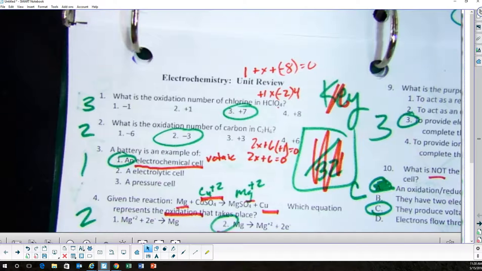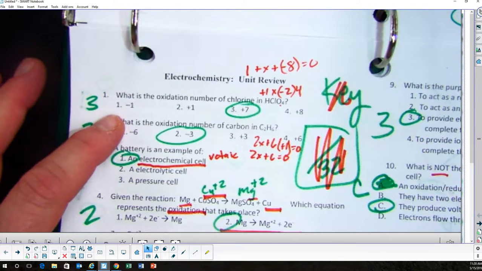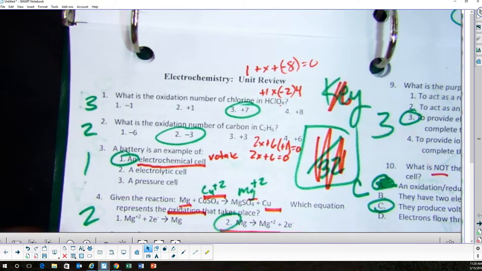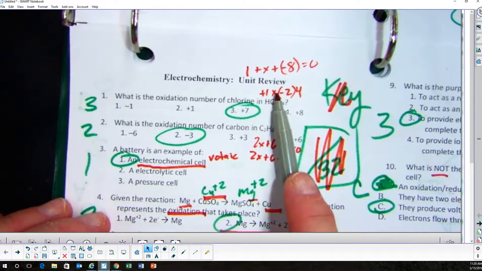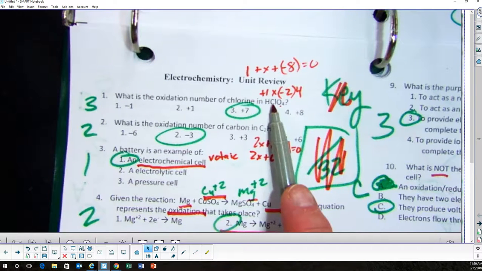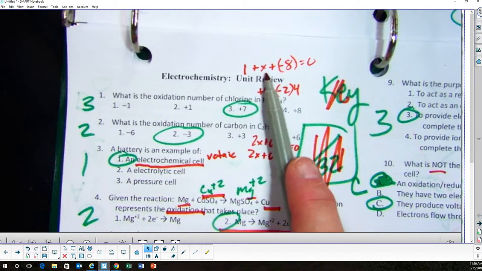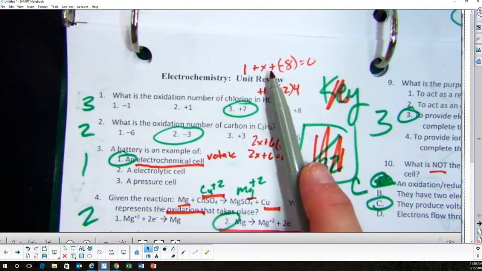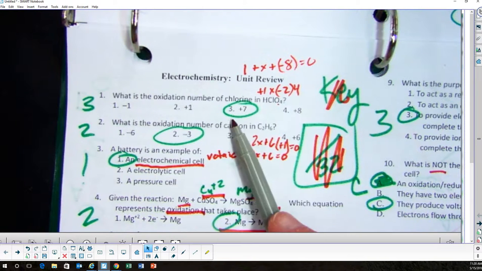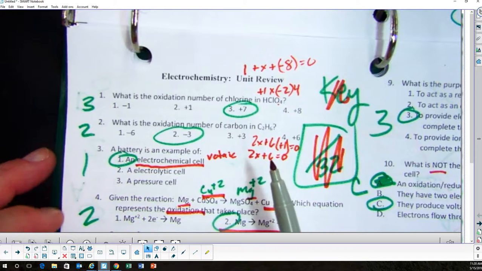Okay, so first of all, number one here, what is the oxidation number of chlorine? In order to get the oxidation of chlorine, you have to realize that hydrogen is a +1, that chlorine has many different charges, and we don't know what it is, and that oxygen is a -2, and we have 4 of them. So we end up solving for this equation here, and that gives us x minus 7 equals 0, so x is +7. So that is the answer for that one.